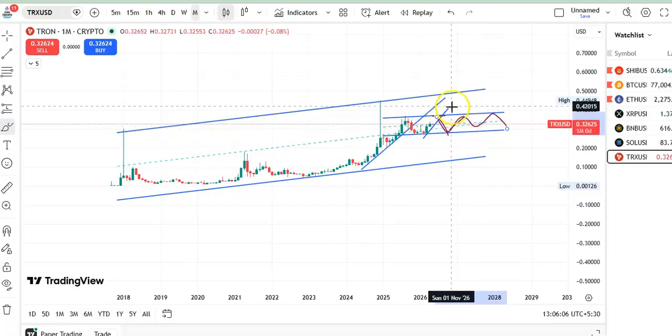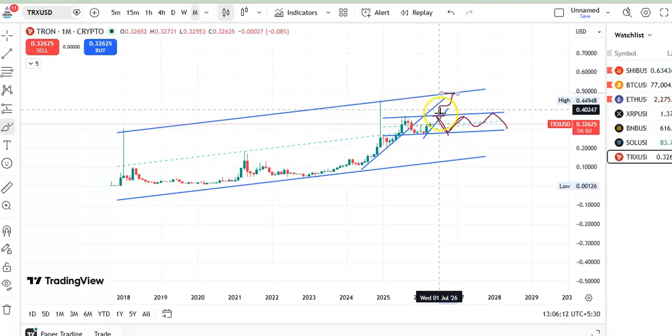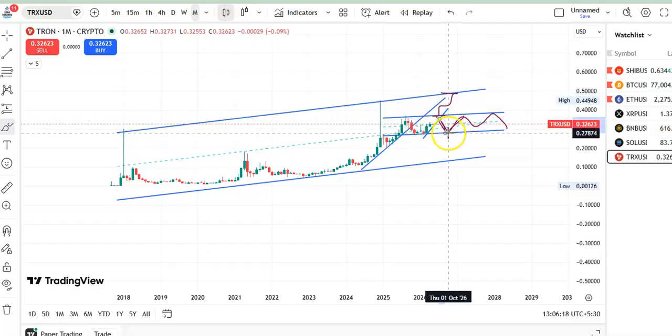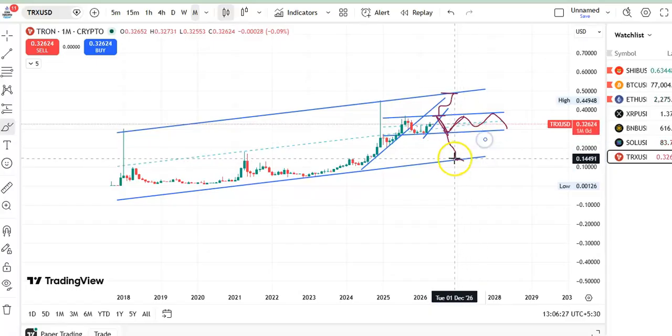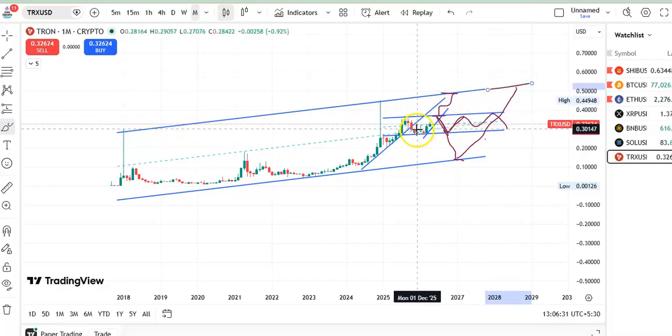If a breakout happens from here, it may move towards this resistance level, which is around 0.48580, and in case it doesn't give a breakout from here, it may fall to the support level. If the breakout doesn't happen in the upward direction towards this resistance level, then candles may come down to the support level, which is around 0.13734, and from here again the candles may start moving in an upward direction towards this resistance level. Currently you can see candles are moving in an upward direction.